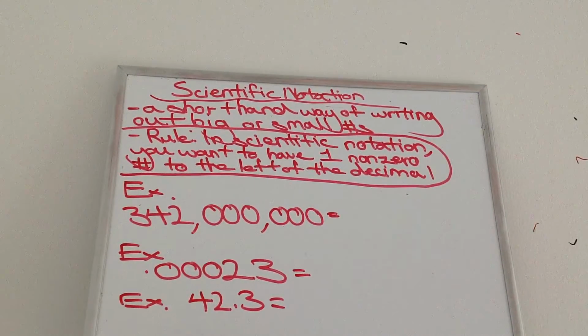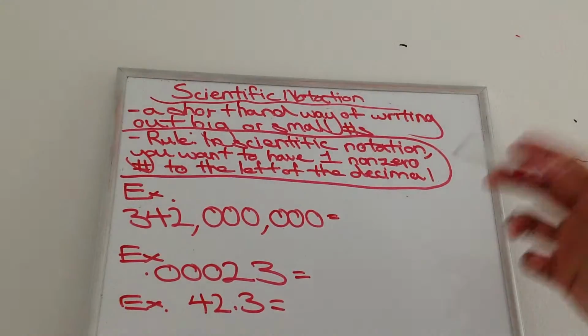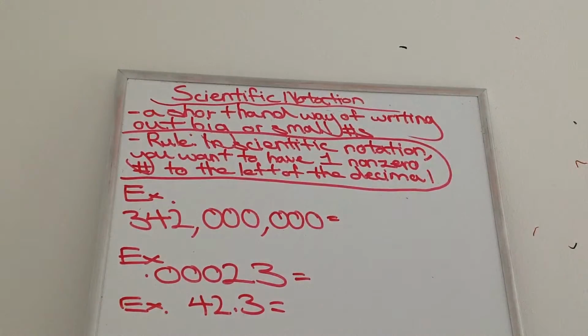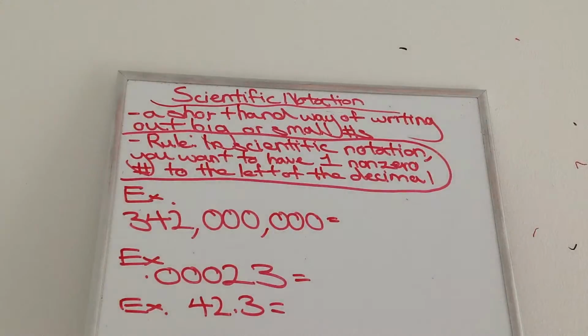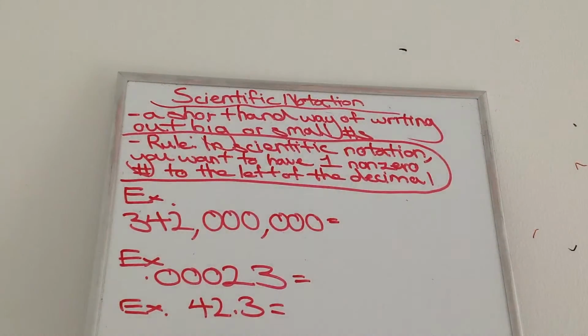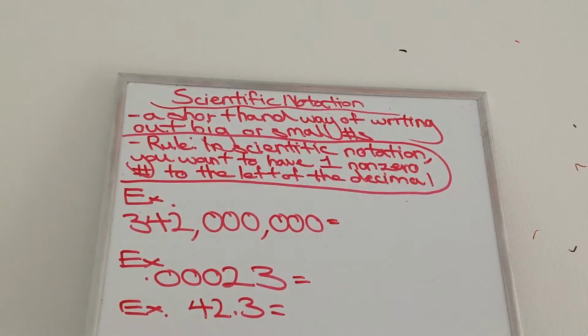Scientific notation is just a shorthand way of writing out really big or really small numbers. Now the main rule when you're writing in scientific notation is you want to have one non-zero number. That means it cannot be zero to the left of the decimal. This is confusing, but scientific notation gets pretty easy once you learn how to apply it.